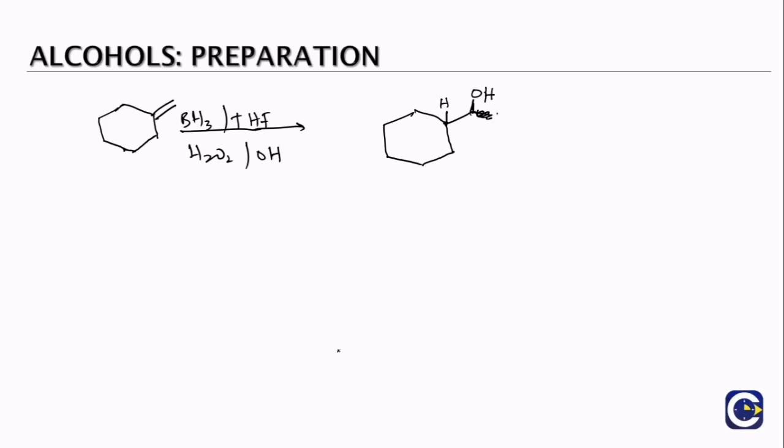So what we have to keep in mind in this reaction is that the reaction is anti-Markovnikov, it is syn addition, and the source of hydrogen is BH3.